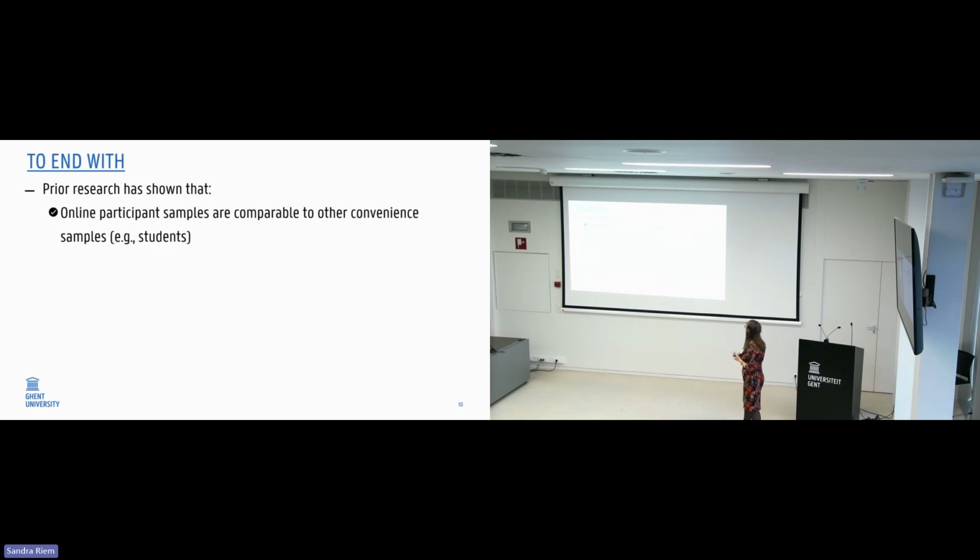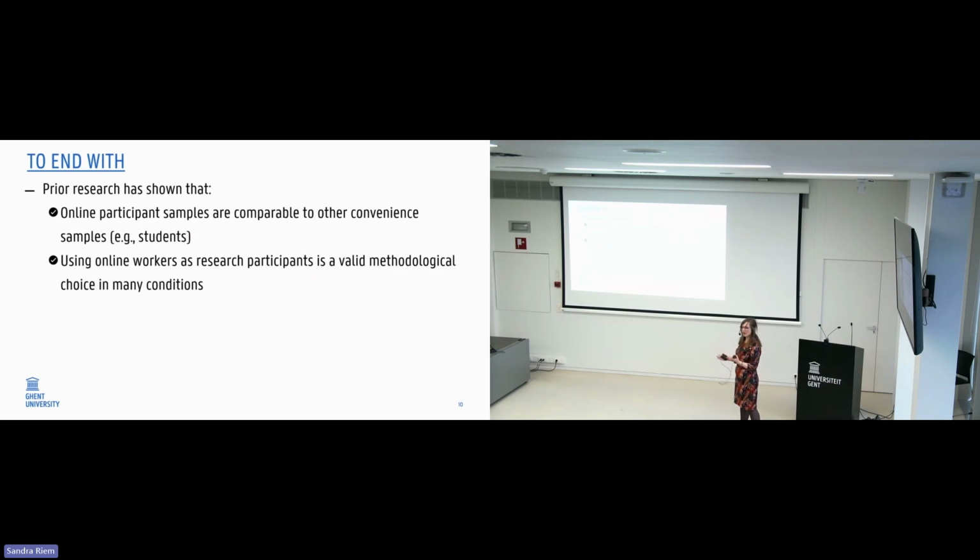So to end with, prior research has shown that online participant samples are comparable to other samples like students. So with all the things that you have to keep in mind, of course, they are comparable to other samples in behavior. Using online workers as research participants is a valid methodological choice in many conditions. So it's not that you have to argue why it's valid. It is valid. Research has shown that. So you can rely upon these participant pools.